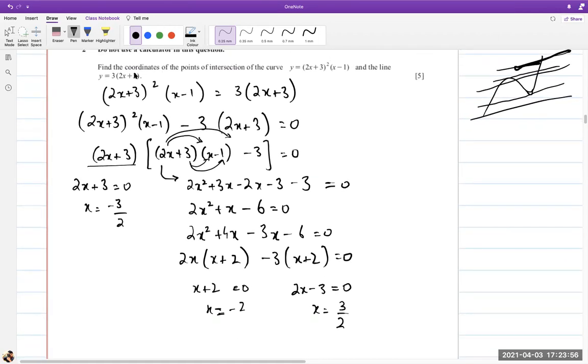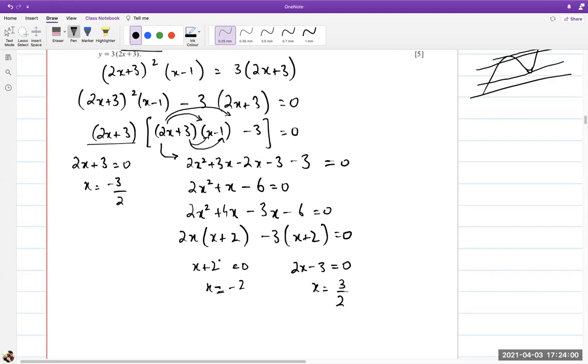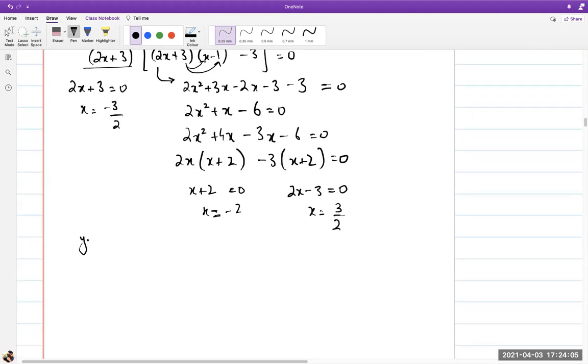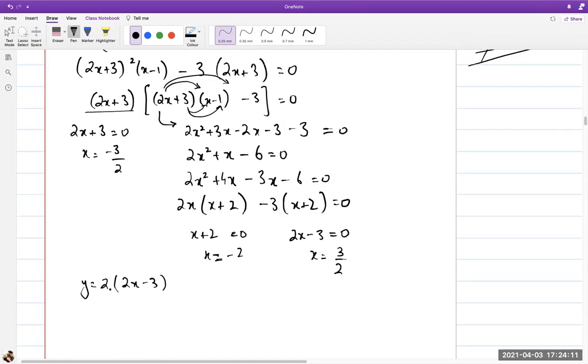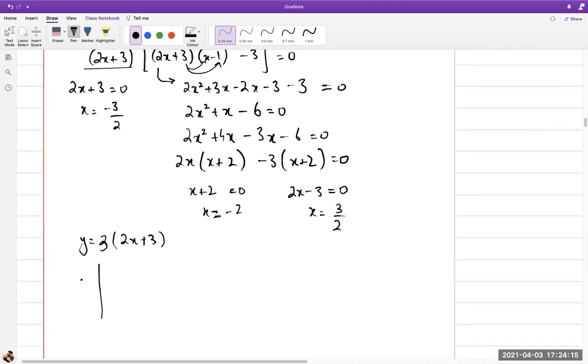But they ask us for coordinates of points, not the x values. And that is what many students might forget. So for that, you just put them in the equation. So I'll just put them in maybe this one, 2x plus 3. So for x, y: minus 3 by 2, minus 2, and 3 by 2. Plug that in there and you'll get your answer for y.